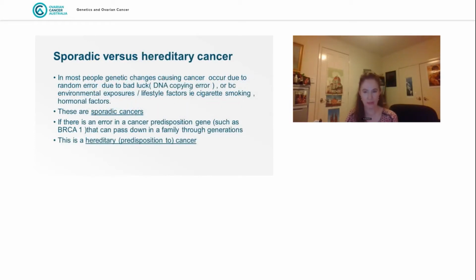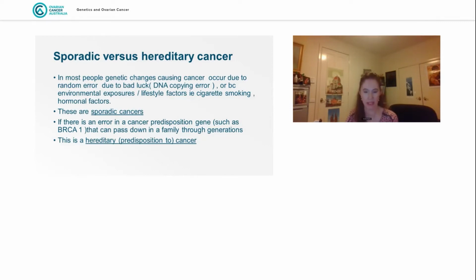Just touching again on sporadic versus hereditary cancer. In most people, cancers are not hereditary. Genetic changes resulting in cancer occur due to random error, due to bad luck, so a DNA copying error. If we had to copy out the pages of a phone book each time, as a cell does to replicate, we would also make errors. When we make errors, our body has systems to correct them. Most genetic errors are due to random bad luck, although these may be influenced by environmental exposures or lifestyle factors, the simplest one being cigarette smoking, but also, for female cancers, hormonal factors in particular. So these are sporadic cancers. We don't know specifically what's caused that gene change that caused that individual breast cancer to arise.